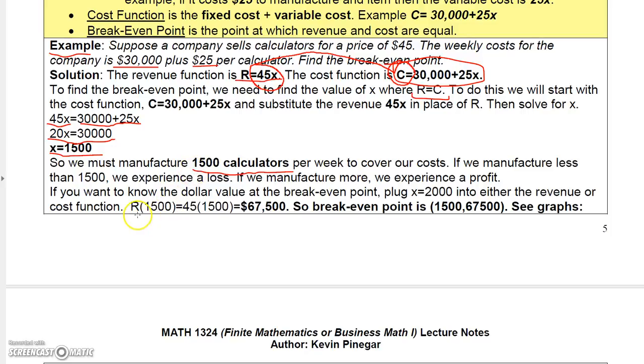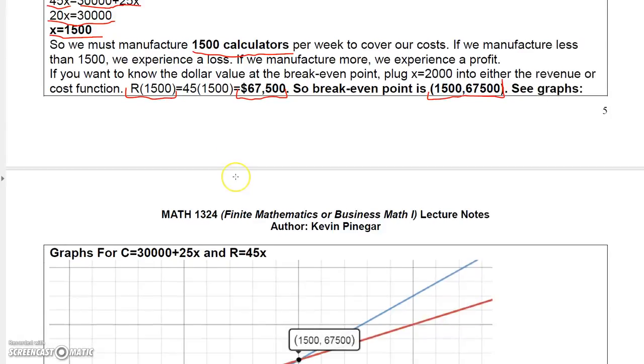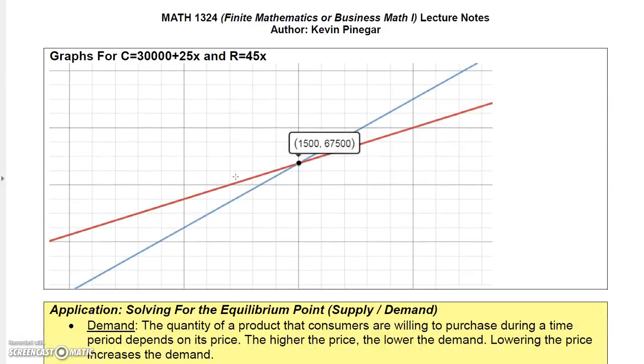So you can plug 1,500 into your revenue function. 45 times 1,500 is 67,500. Or you can actually plug 1,500 into your cost function and get the same value. So the break-even point is where x equals 1,500 or $67,500. This is a picture of the graph.